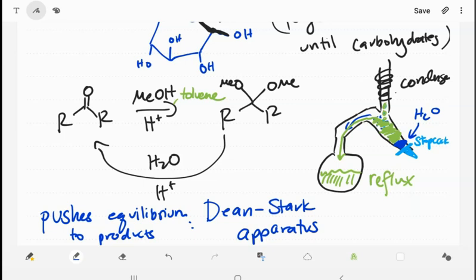Any questions on this process? This Dean-Stark thing is more for your own information. Just a way to physically help you out. So I don't think you did this in lab, but in case you were to, this would be one way to force the reaction. All right. Cool.